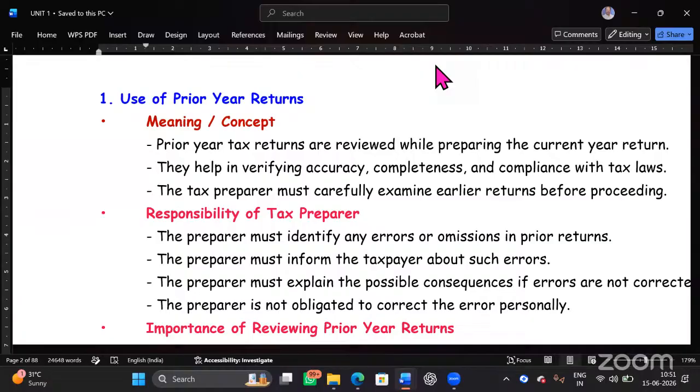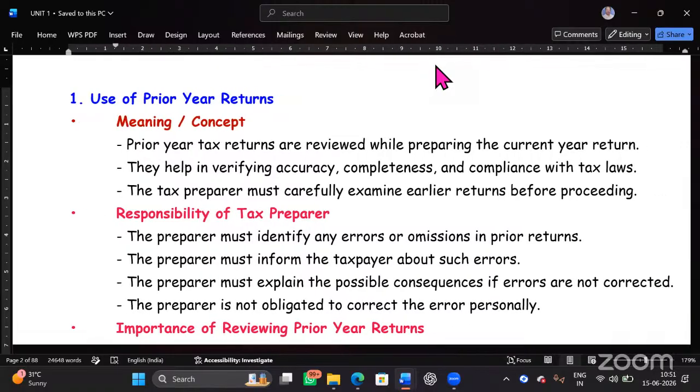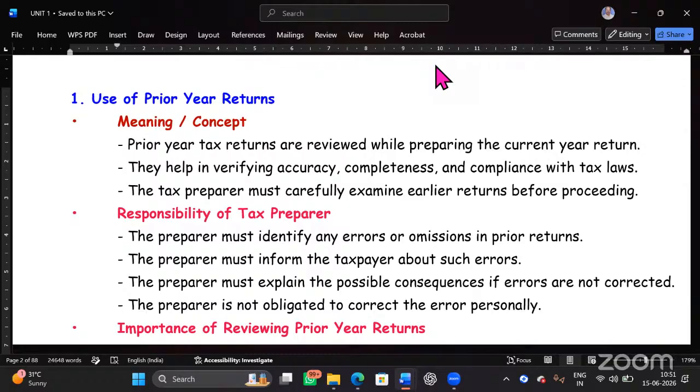Based on last year's information, we need to fill in the current year return. I am not saying that data is to be copied into the current year. That information is helpful to fill in the current year return preparation. Some data will be changed from last year to the current year.